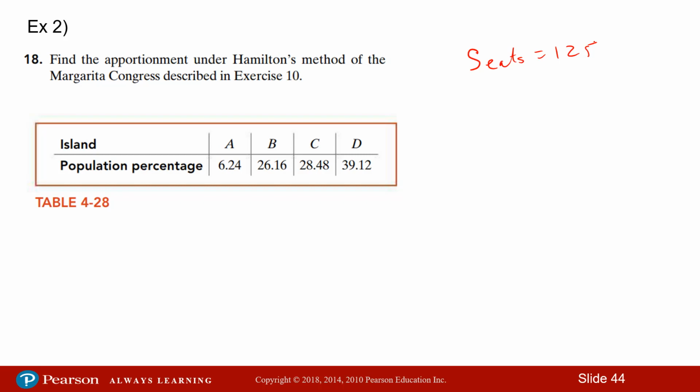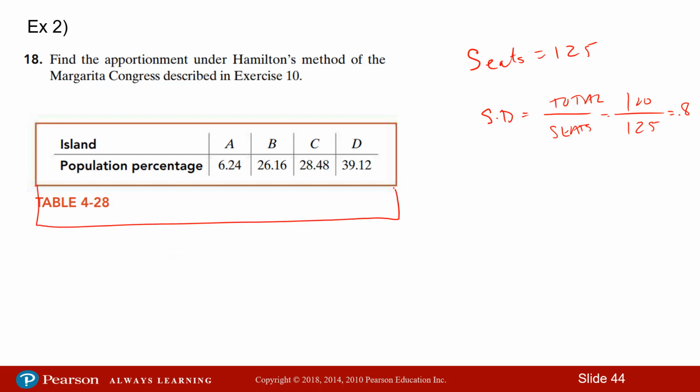Okay, so question here is, when you add all these numbers up, do you get 100? Yes. Okay, so again, standard divisor, still the same thing. It's the total, and depending how many seats we have. So in this case, it's 100 divided by 125. Anybody got that number? 0.8, okay. And that's going to be our divisor. That's what we divide by. So then go ahead and divide that out.